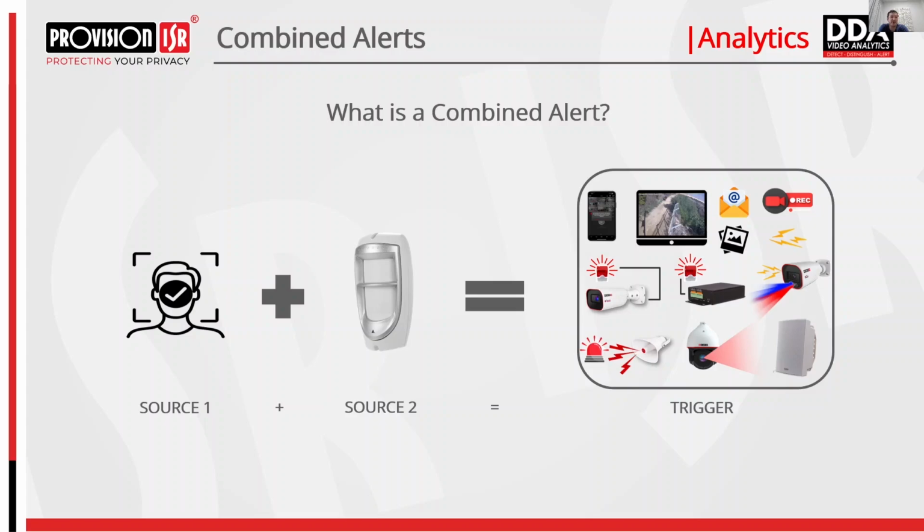The key point here is all selected conditions must occur at the same time in order for the system to generate a reaction, whether it's an alarm, a notification, an output trigger, or something else. This level of logic gives you much more control over how and when alerts are triggered, helping reduce false alarms and improve system intelligence. It's a capability that we believe is quite unique to Provision-ISR, and I've included 2 practical examples where combined alerts can be useful, but honestly, the possibilities are wide open. You can get really creative with it depending on your project needs.